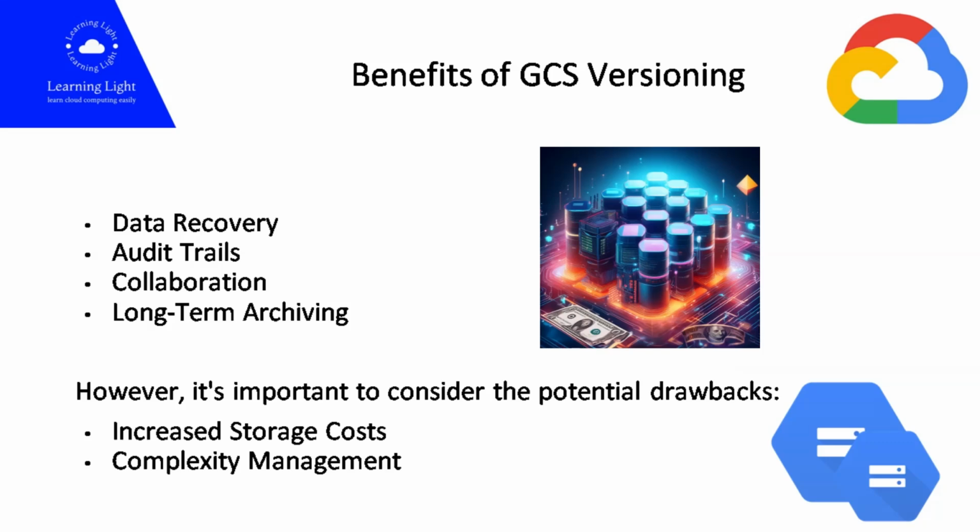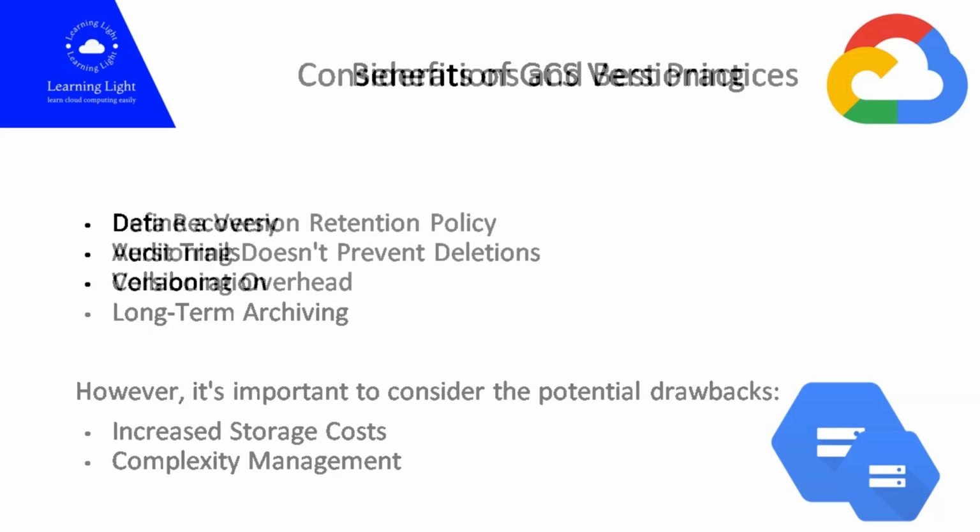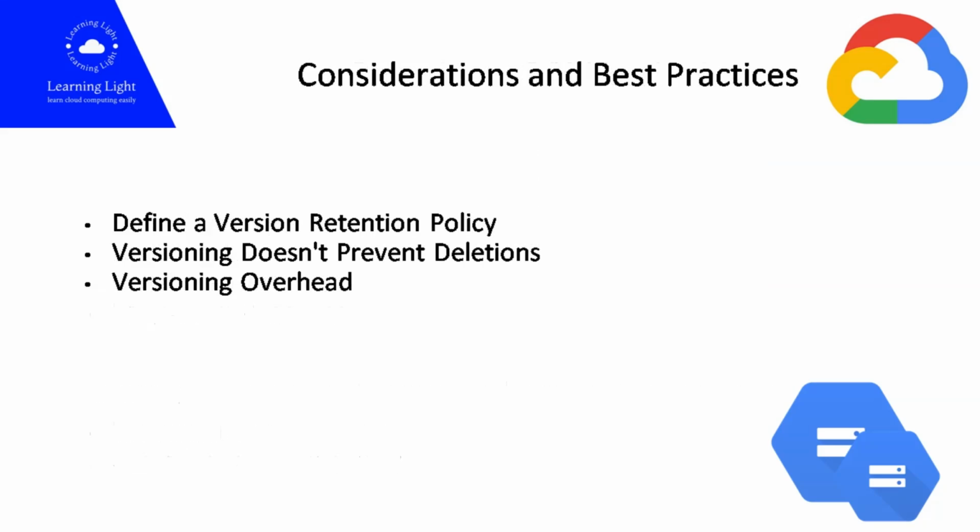However, it's important to consider the potential drawbacks. Increased storage costs: GCS stores all versions of objects, leading to higher storage costs compared to non-versioned buckets. Carefully evaluate your version retention needs to optimize costs. Complexity management: managing a large number of object versions can become cumbersome. Utilize lifecycle management rules to automatically delete older versions based on defined criteria. While GCS versioning offers significant benefits, keep these points in mind.